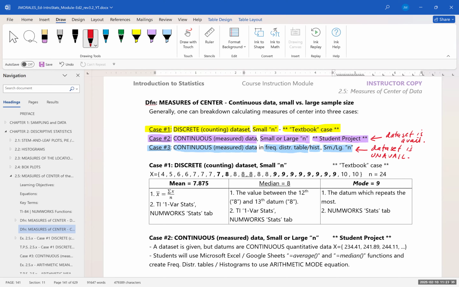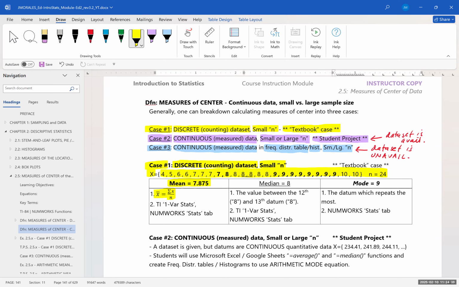So as a review of case one, which is what we just did, that's where you're working with a discrete data set and a small sample size. So here you can see our random variable X. This is our data set here. And the mean for this comes out to be 7.875. You could use the previous example as a model and calculate this yourself.